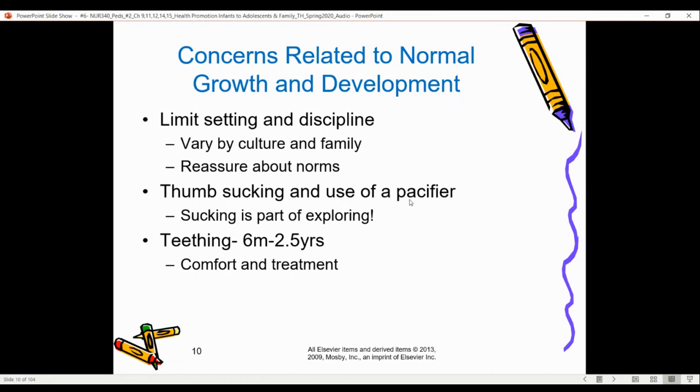Cold washcloth, or a washcloth that's been in the freezer. Yep, so it's nice and cold and soothes them. Those gummy rings. And we do recommend that those gummy rings go in the fridge versus the freezer, just because if they're too cold, they can burn the gums. So that's a better choice with those.